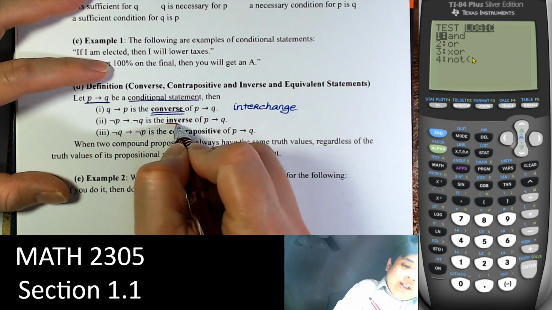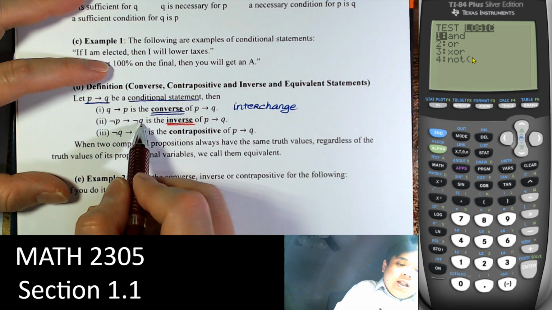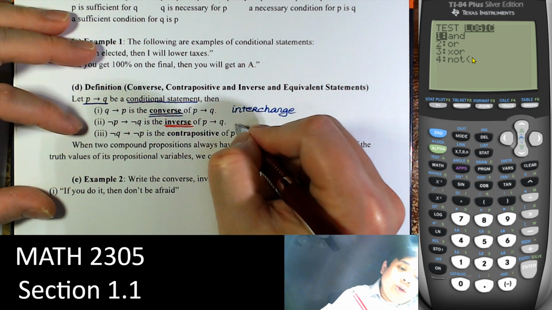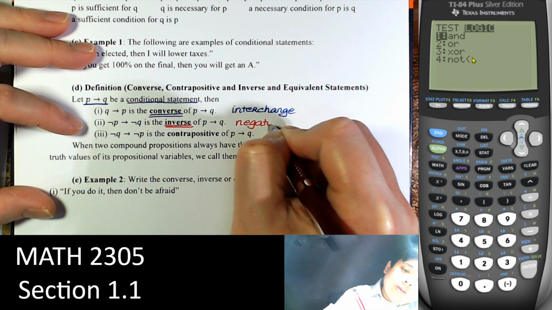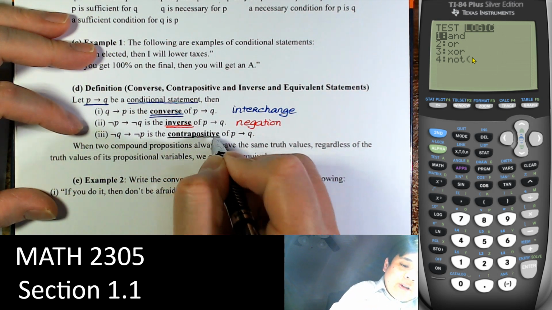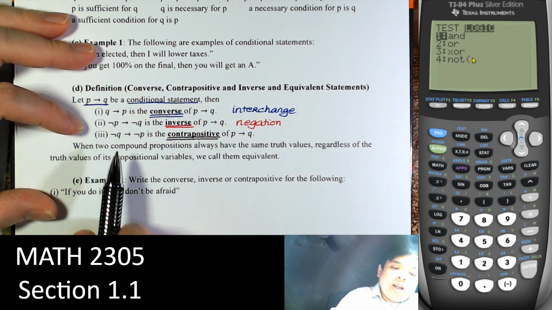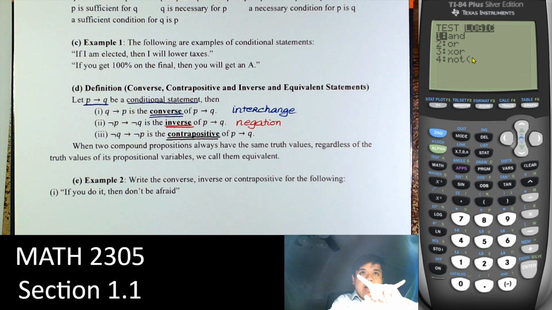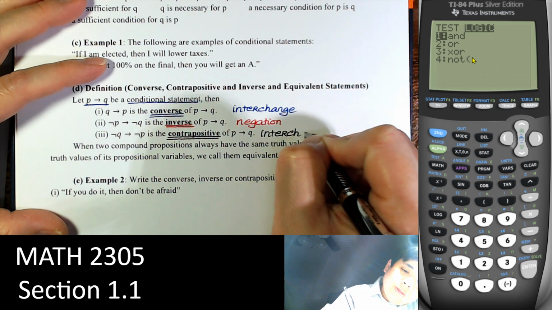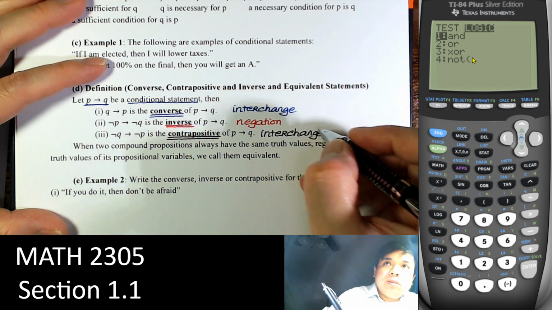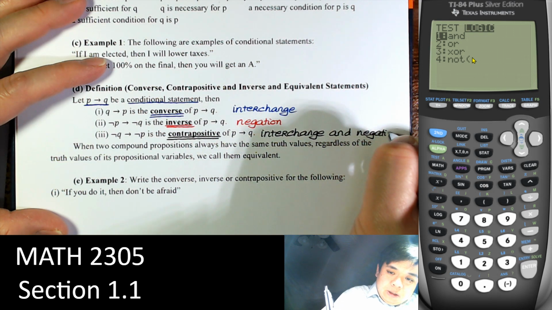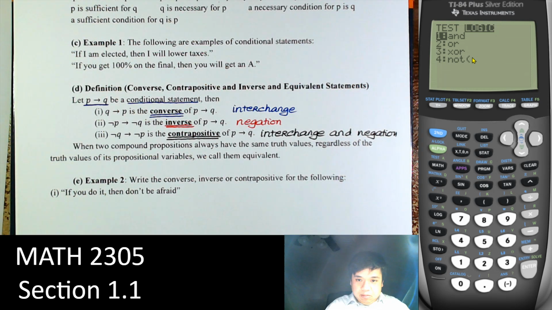And then we have the inverse. Inverse is negation. Negation of the hypothesis, negation of the conclusion. So negation of both statements. And then contrapositive. Contrapositive is going to be both: interchange and then negate both of them.